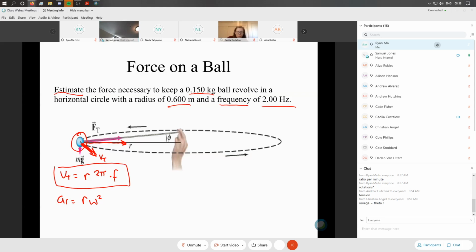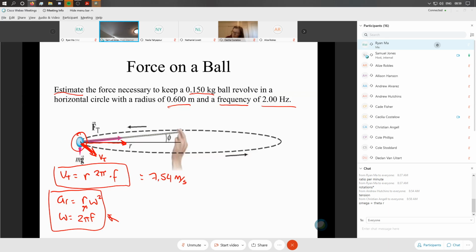And yes, you guys are, Christian, I agree. You guys are thinking about this a correct way, just a different way than what I'm doing. You could also say omega is equal to 2 pi times f, and then you could solve this equation. So if you guys want to do it this way, go ahead. I'm going to do it a different way. We can check and make sure we get the same answer. I'm going to say Vt is equal to R times 2 pi times f, and I get that my tangential velocity for this is equal to 7.54 meters per second.